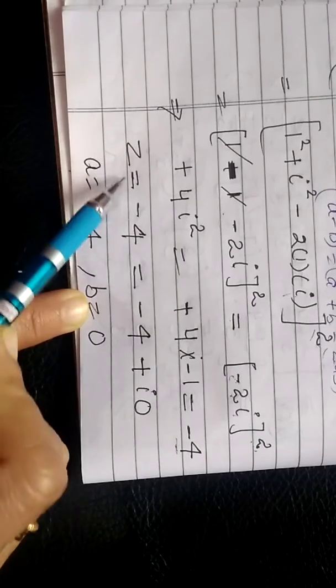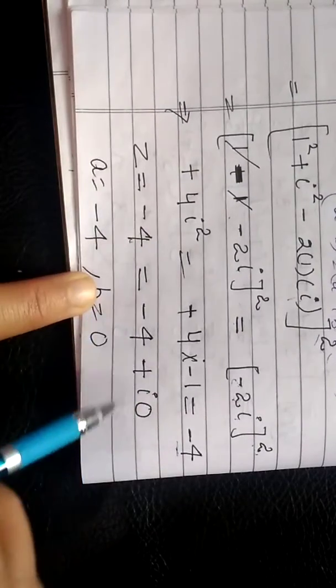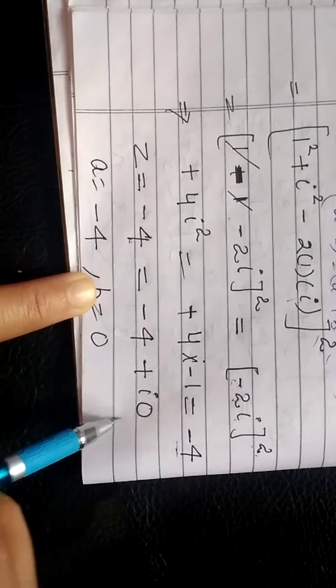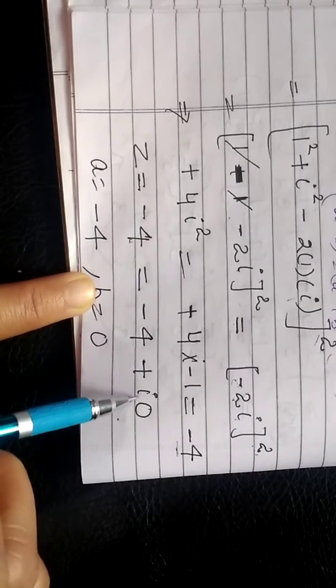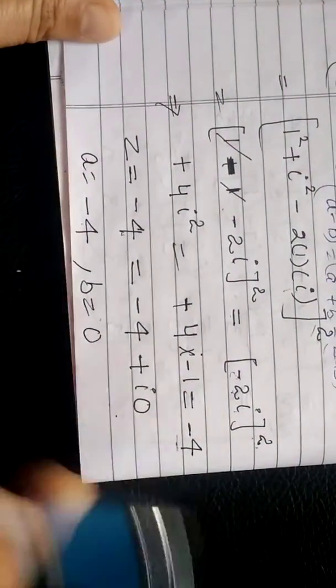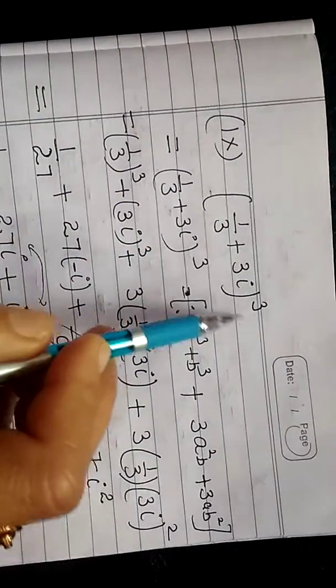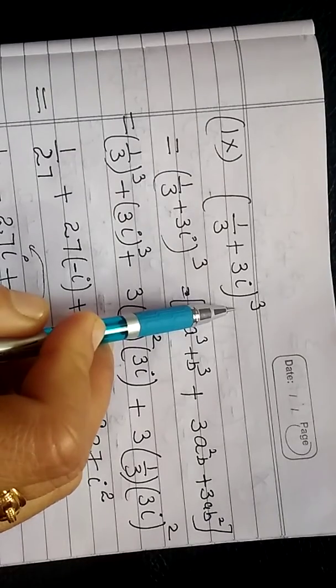I have to express it in the complex form. Minus 4, the imaginary part is absent here, so I will write it as minus 4 plus 0 iota. Therefore a becomes minus 4 and b becomes 0. In the question number 9, the formula is a cube.